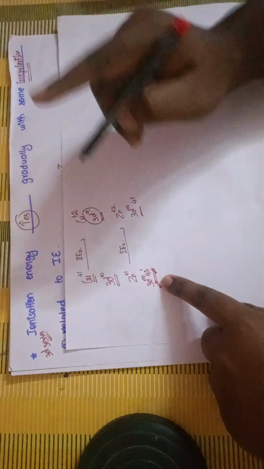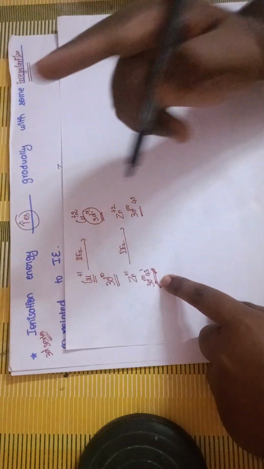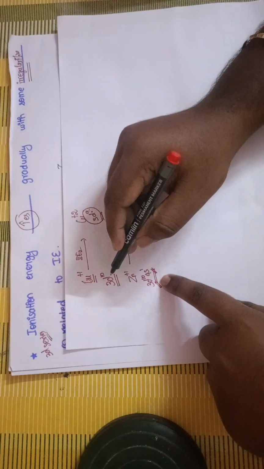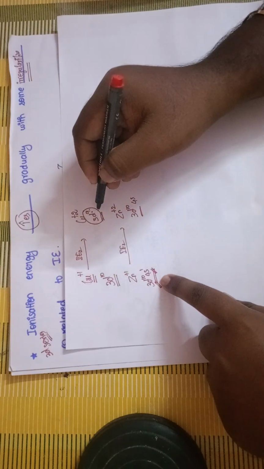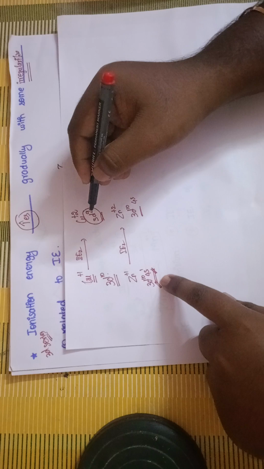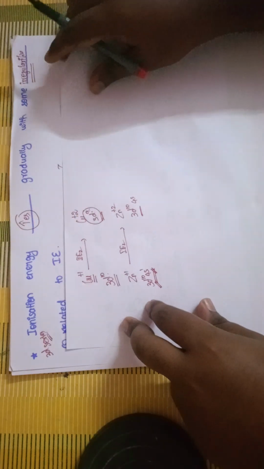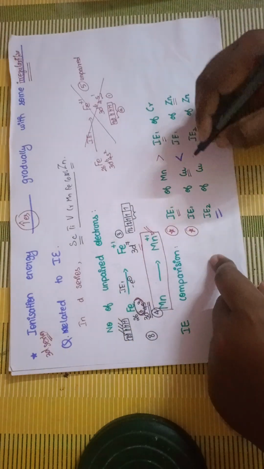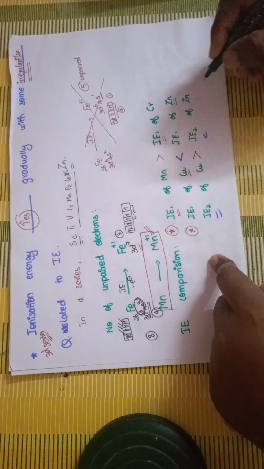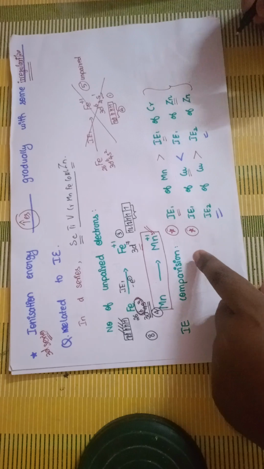There, all the 3d has 10 electrons. That's why we are not giving importance to 3d. But here in 3d itself there is a change: 3d10 to 3d9. So we need to account for this. So IE2 of copper will be greater than that of zinc. Note down all these things, very important.